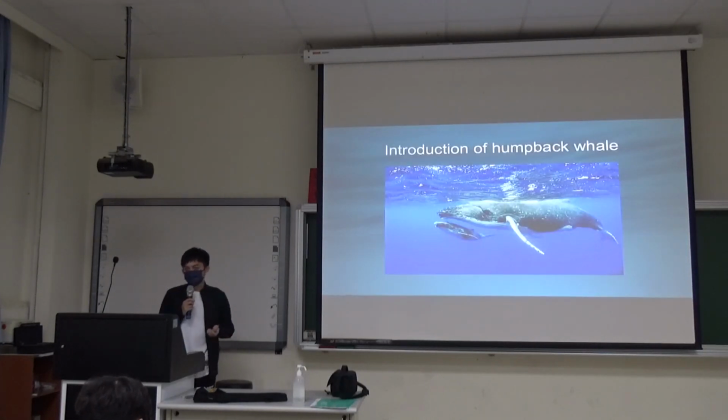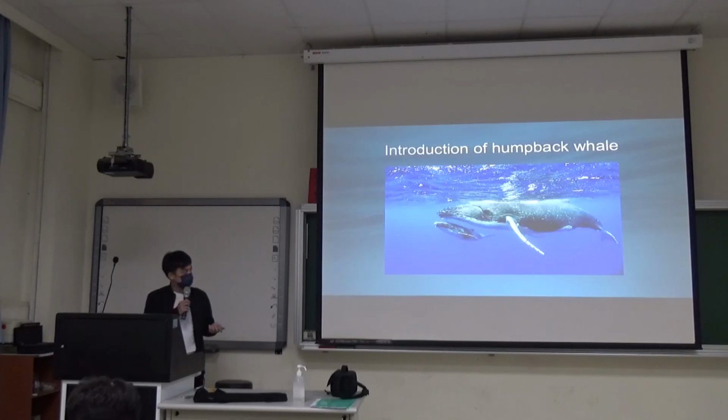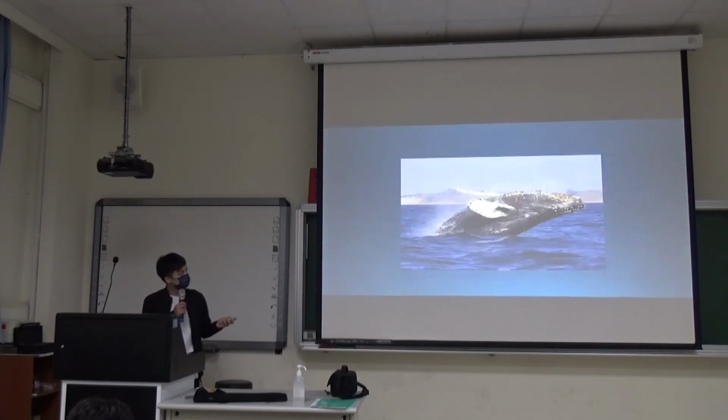First, let me introduce the humpback whale. The humpback whale is a species of baleen whale. It is one of the largest whales, with adults ranging from 12 to 16 meters in length and 25 to 30 tons in weight. It is also known for breaching and other surface behaviors such as bubble net feeding.